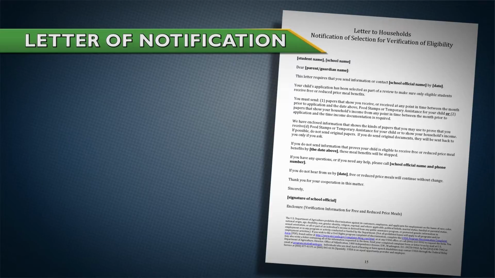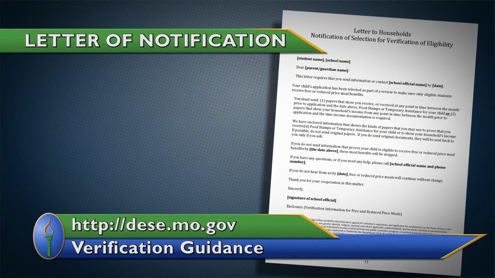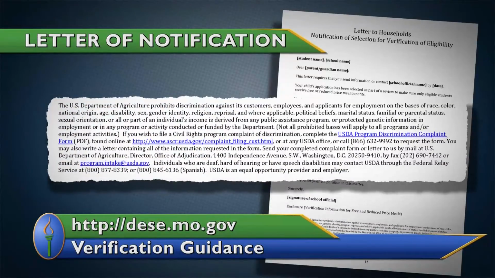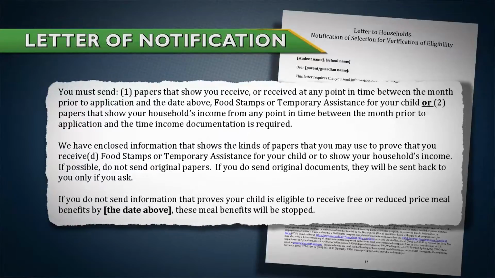If an application has been selected for verification, a school needs to notify the family by a letter to say that you have been selected to be verified. And that letter needs to have the non-discrimination statement on there and then what information needs to be submitted back to the school by a certain date in order to continue to receive benefits.